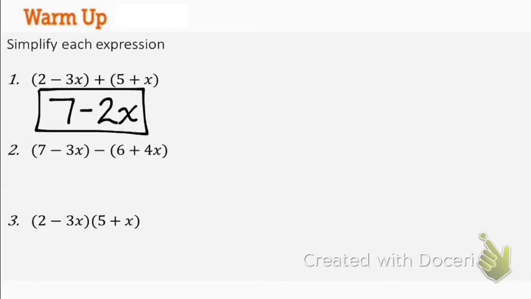So when you are adding these, one of the easiest ways I think to add these binomials is to line them up so you have like terms stacked on top of each other. So like 2 minus 3x, 5 plus x, line them up and combine. Get 7 and negative 2x.